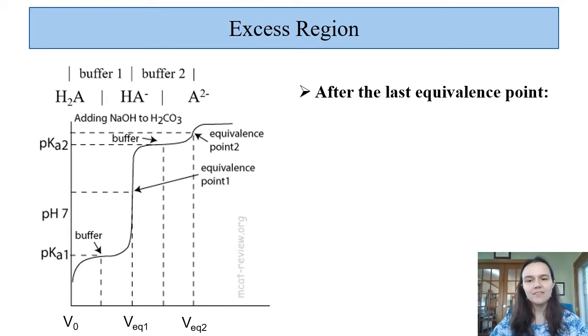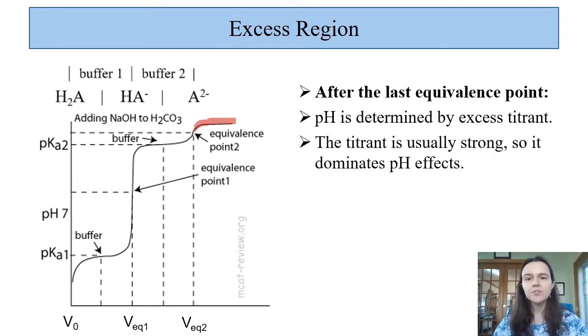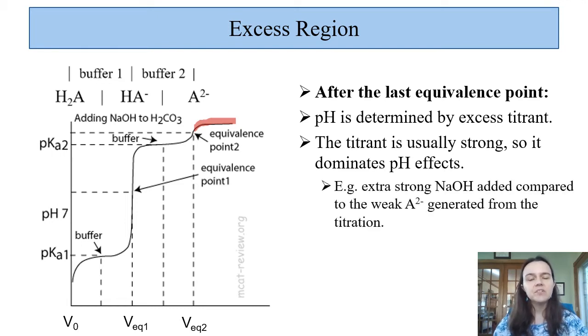We finally have this excess region, which is after the last equivalence point. In that region, the pH is going to be determined by the excess amount of titrant that is added after you've completed the reaction. The titrant is usually the strong part of the acid-base reaction, and so it dominates the pH effects. For example, in this case, our extra strong sodium hydroxide that we add is going to be much more of a big contribution to pH compared to the weak A2- that was generated from the titration reactions themselves.